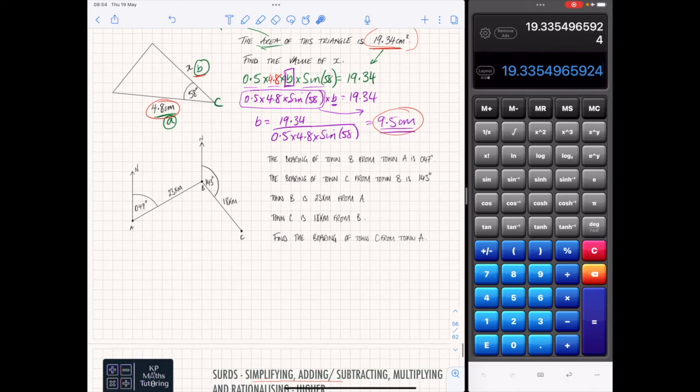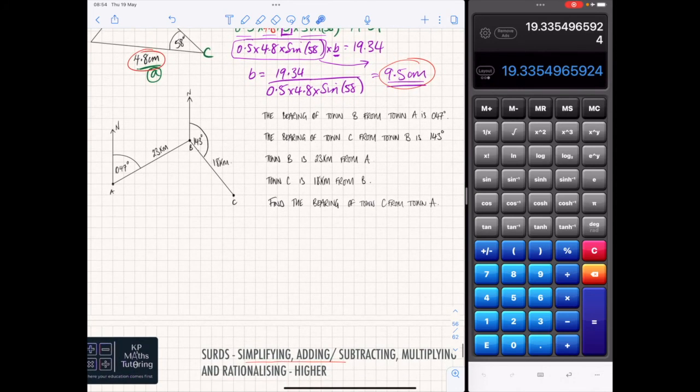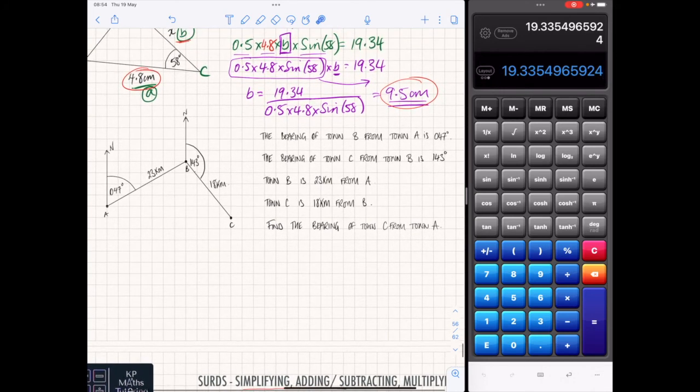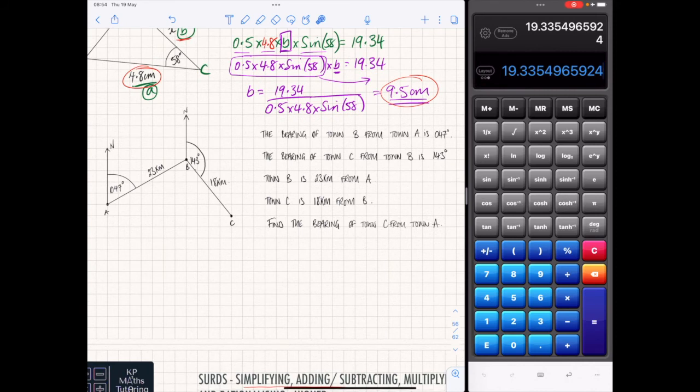Okay, let's look at this last example now, which would be towards the end of a paper. It'd be the last couple of questions, or the last question. Basically, we're going to be combining a lot of the things we've just been looking at, and we're also talking about bearings. Bearings is something that comes up in the beginning of the paper, but it also comes up with trigonometry as well. So you need to get your head around bearings, and we'll talk through that in a second.